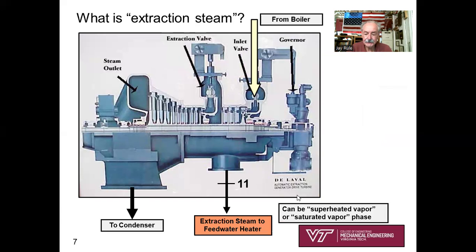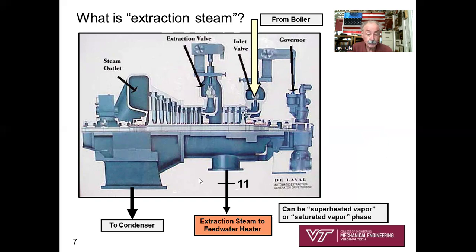So what is extraction steam anyway? Extraction steam is coming from the turbine. This is a good cutaway view of an old school traditional steam turbine with a high pressure turbine section. Once the steam expands through those first three rows of blades, the steam continues to go into the medium or lower pressure stages. This is where we can extract through a valve. We can extract steam from the turbine to go to our closed feedwater heater.